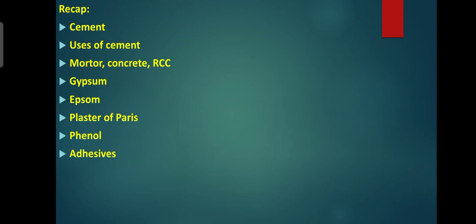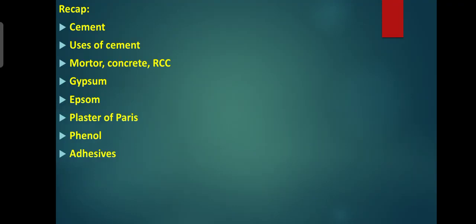Now move on, uses of cement. Cement is used as mortar, concrete and reinforced cement concrete. First one, mortar. Mortar is a paste of cement and sand mixed with water. In houses, mortar is used to bind building blocks for constructing walls, to apply coating over them and to lay floors. And second one, concrete.